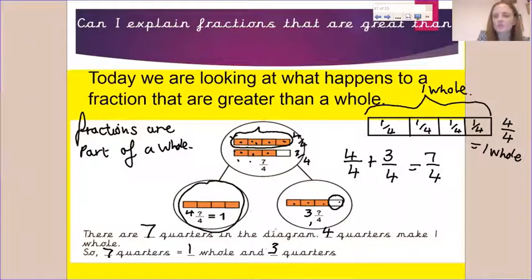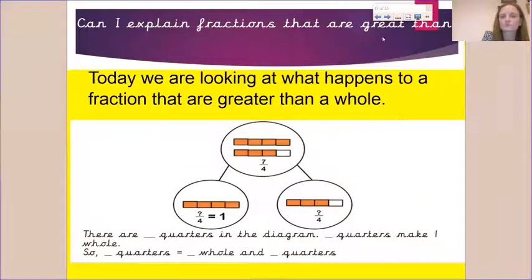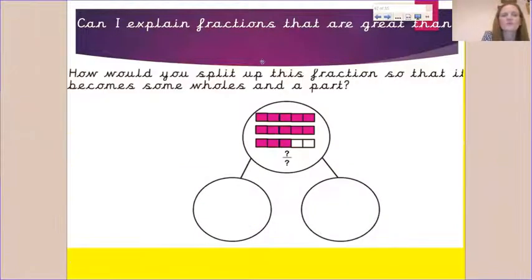So just take a pause and read this again. There are 7 quarters in this diagram. 4 quarters makes a whole, so 7 quarters will be 1 whole and 3 quarters. I want you to have a look at this one and think, how would you split up this fraction so it became wholes and a part of a whole?